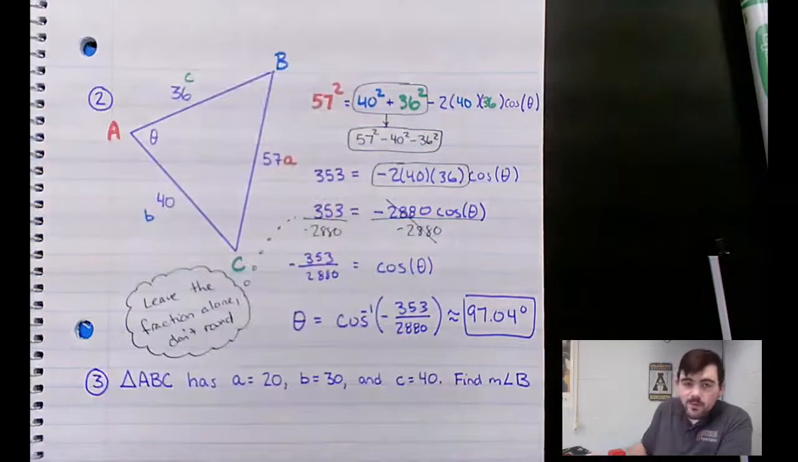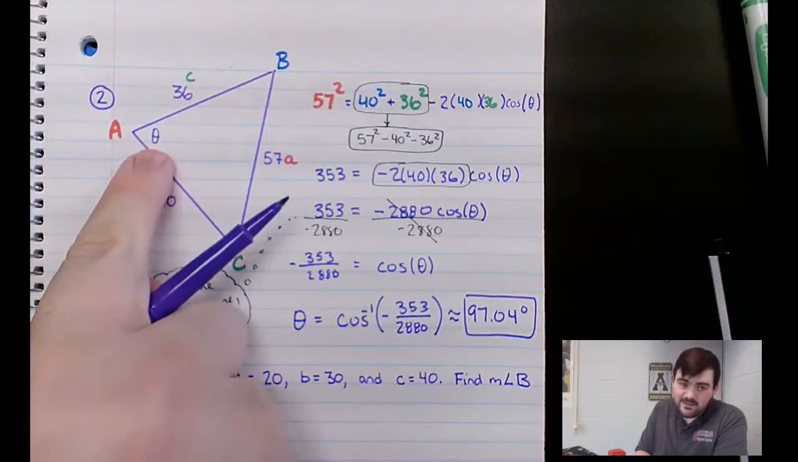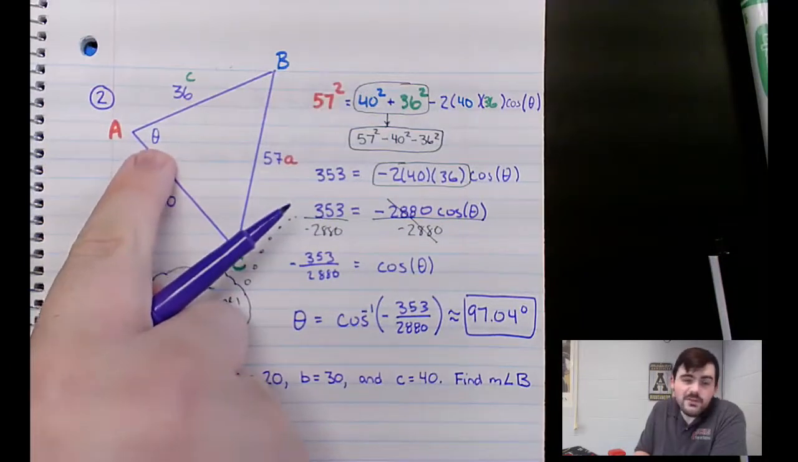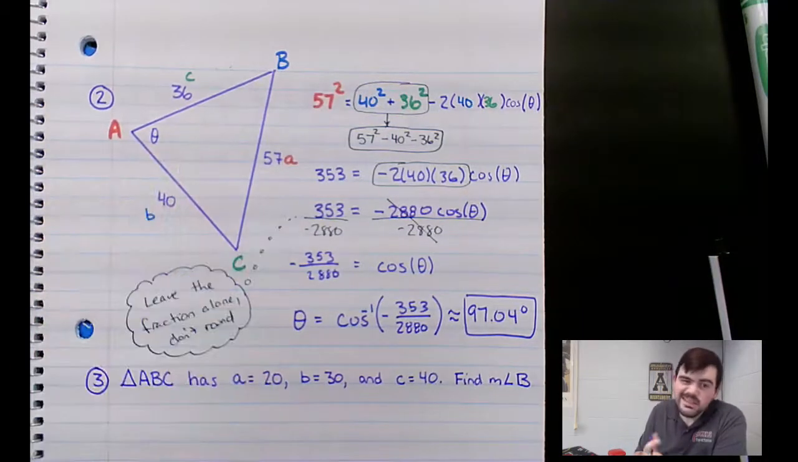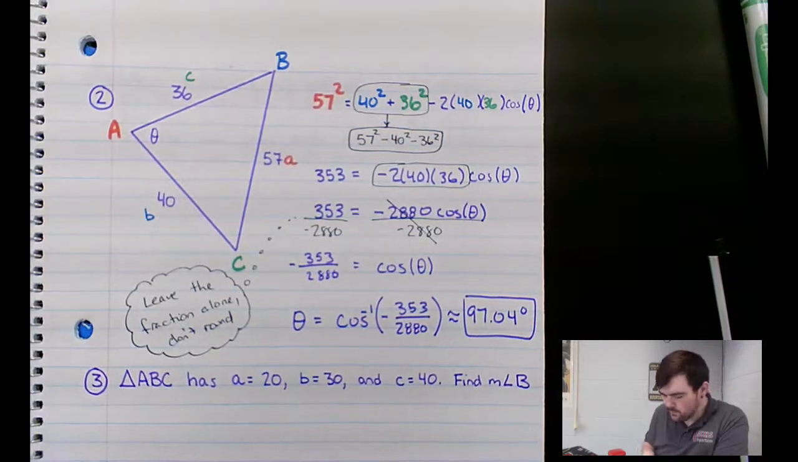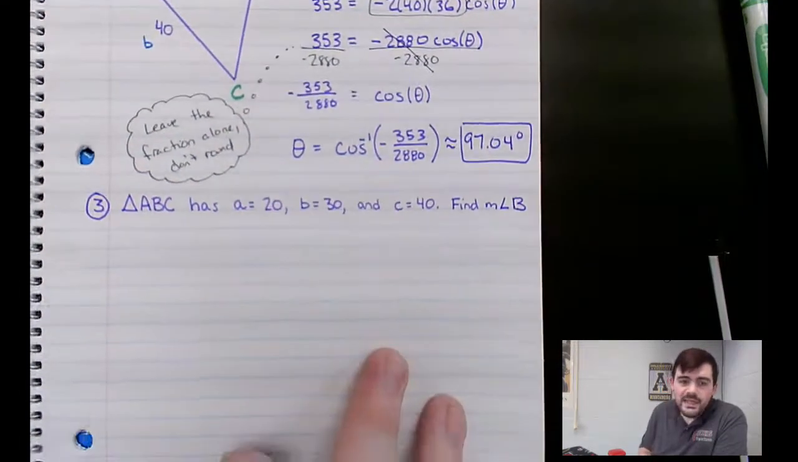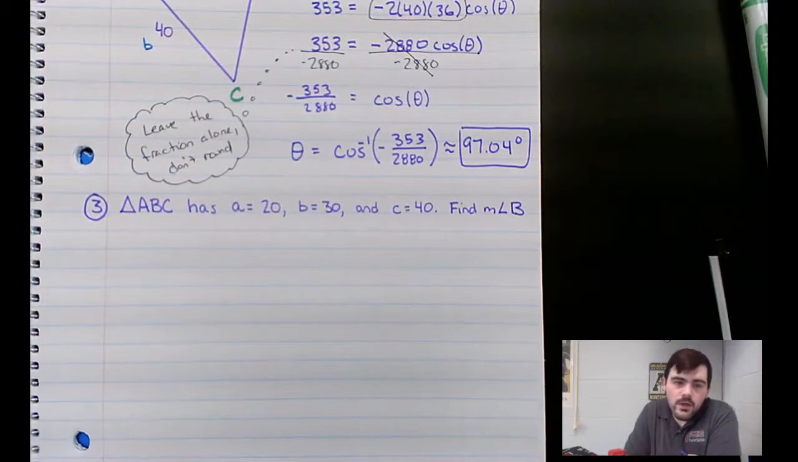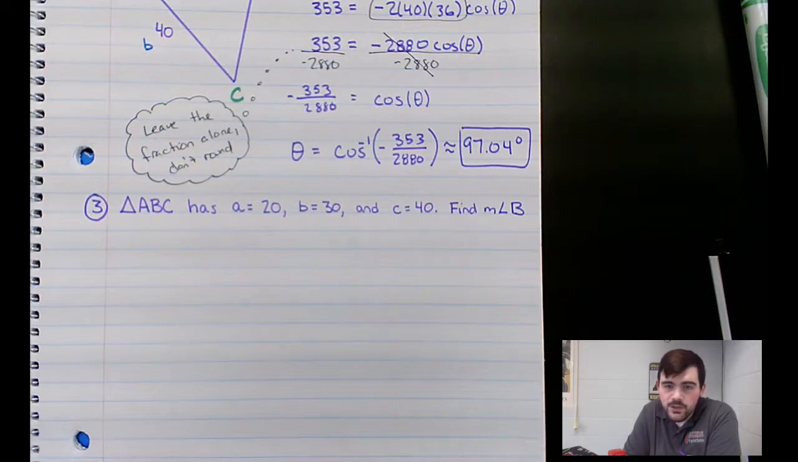That brings up a good point. That doesn't look like a 97 degree angle, so the figure's not drawn to scale. You should just get used to that, okay? Number 3, it's words, no picture. Triangle ABC has side lengths 20, 30, and 40. Find the measure of angle B.